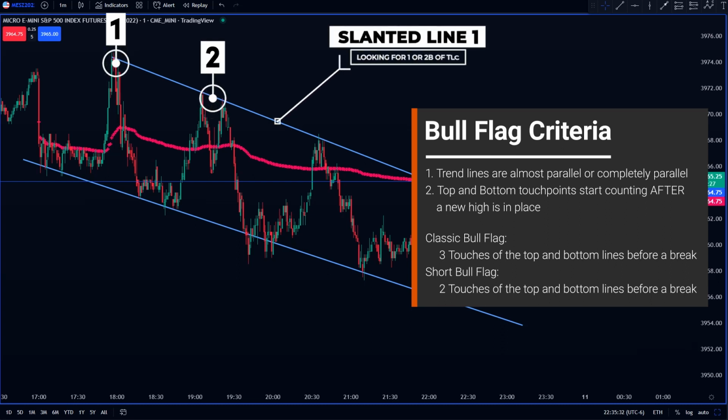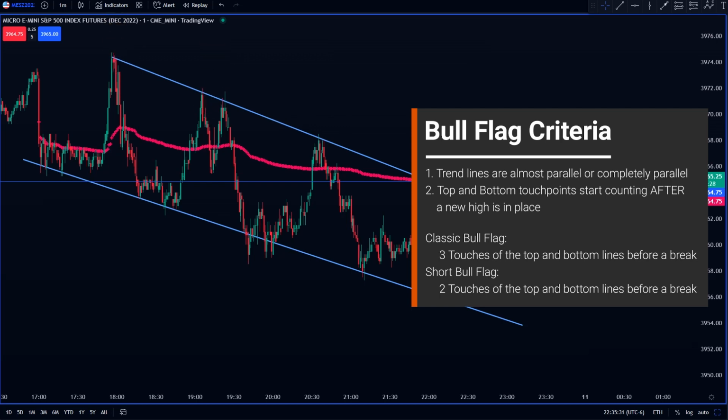Note that with slanted trend lines, we're looking for 1 or 2B of our trendline criteria. Using again our trendline criteria, we can do the same for the bottom by noting the 1-2 touch points.